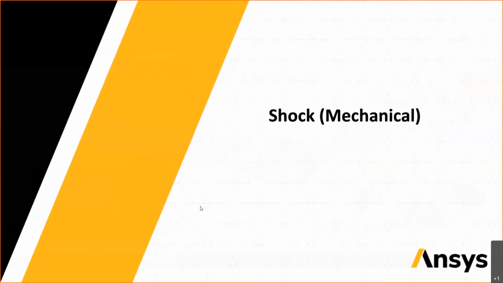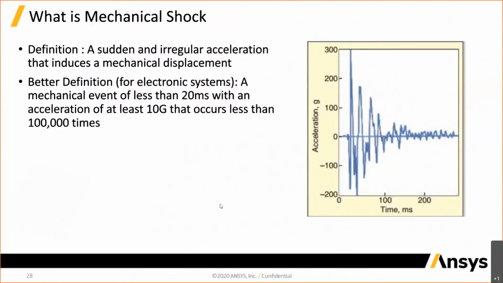And that kind of leads into the shock, what we call mechanical shock. Quick definition of what a shock is: something stops suddenly, boom, it's a shock. In electronics, we kind of narrow it down. We say it's anything at least 10 Gs with a duration less than 20 milliseconds. Anything over that, it doesn't really do much. 10 Gs seems to be the limit. And we like to say it occurs less than 100,000 times.